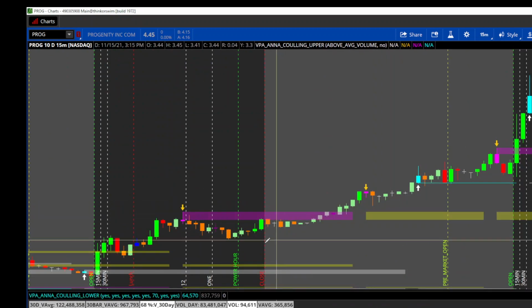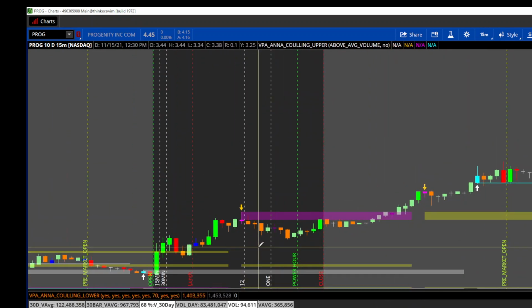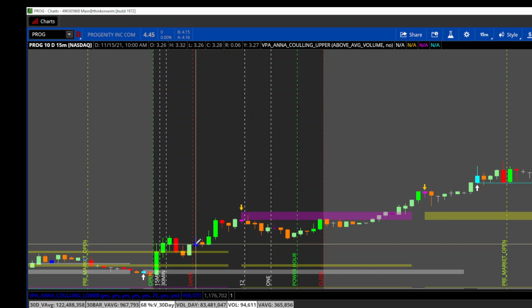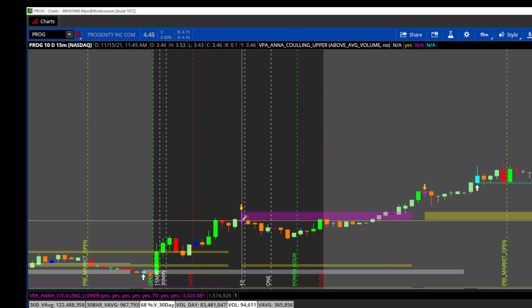And the different colors of the candle show you above average and below average volume. The dark blue ones are bullish candles, but below average volume. It's an irregular body that's bullish, but below average volume. This magenta one, this bright purple one, is above average volume.